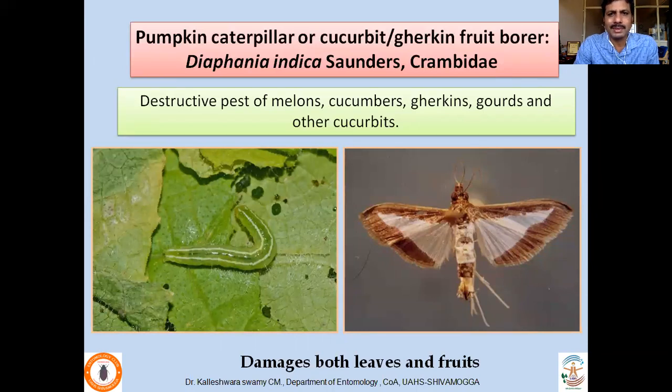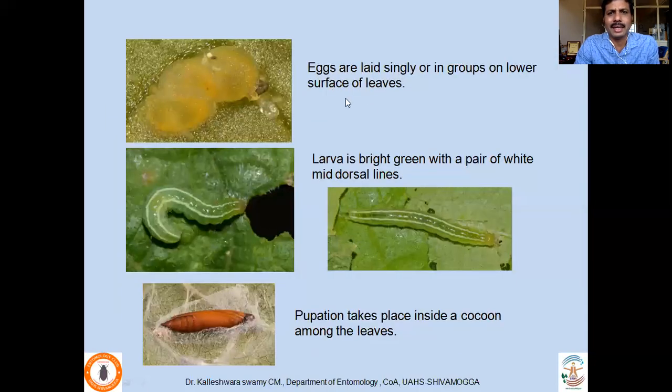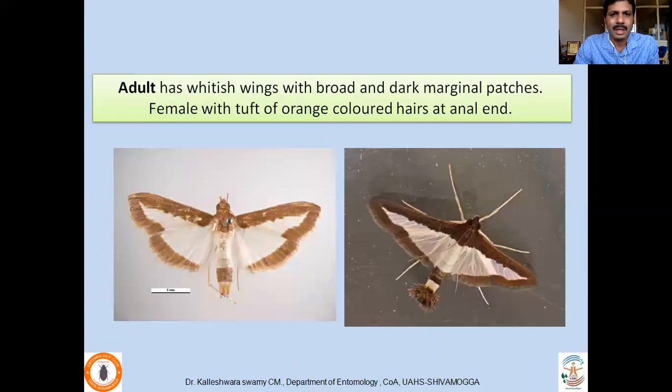Another important pest which attacks melons, cucumbers, gherkins, gourds, and other cucurbits is the pumpkin caterpillar. It is also called the gherkin fruit borer, Diaphania indica. You can see the very specific identification features of the larvae and adults. Eggs are usually laid singly or in groups on the undersurface of leaves. The larva is bright green with a pair of white mid-dorsal lines, very clear you can see here, and pupation takes place inside a cocoon among the leaves. Adults have broad dark marginal patches, and the female has tufts of orange-colored hairs at the anal end, whereas the male lacks those.